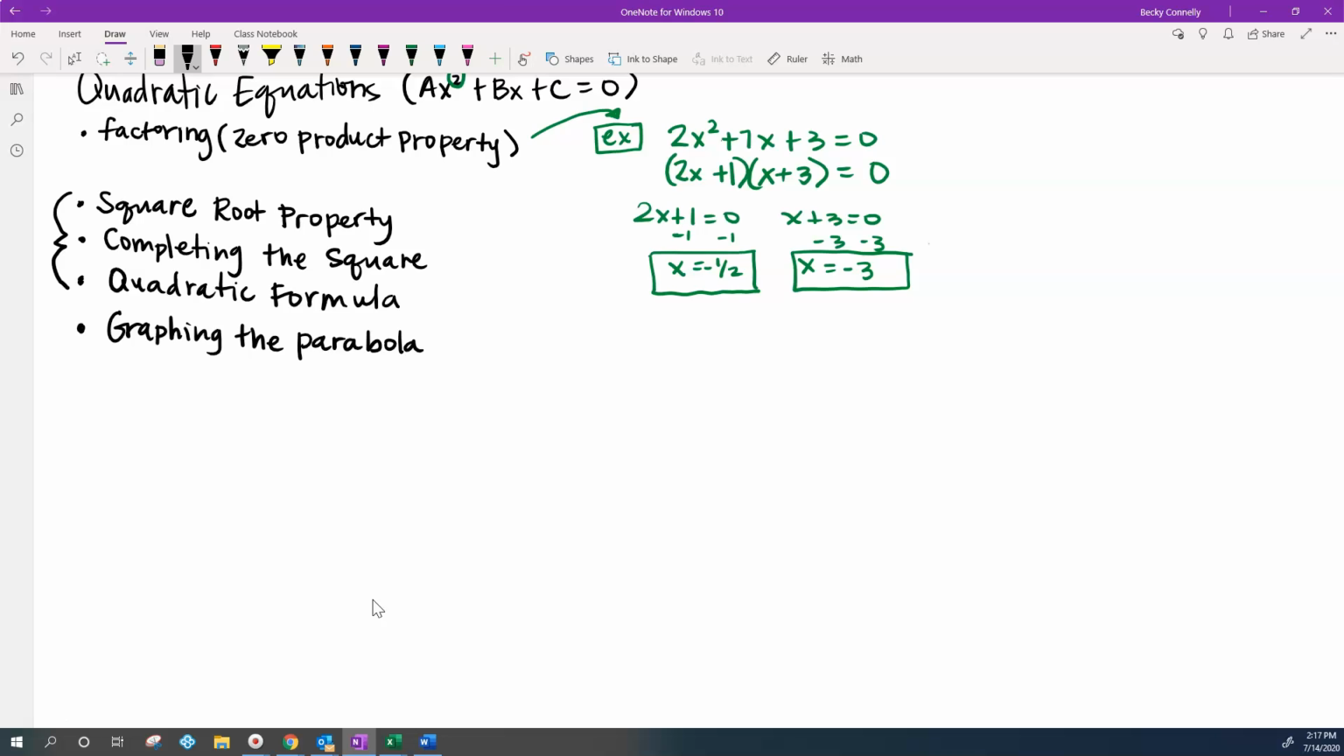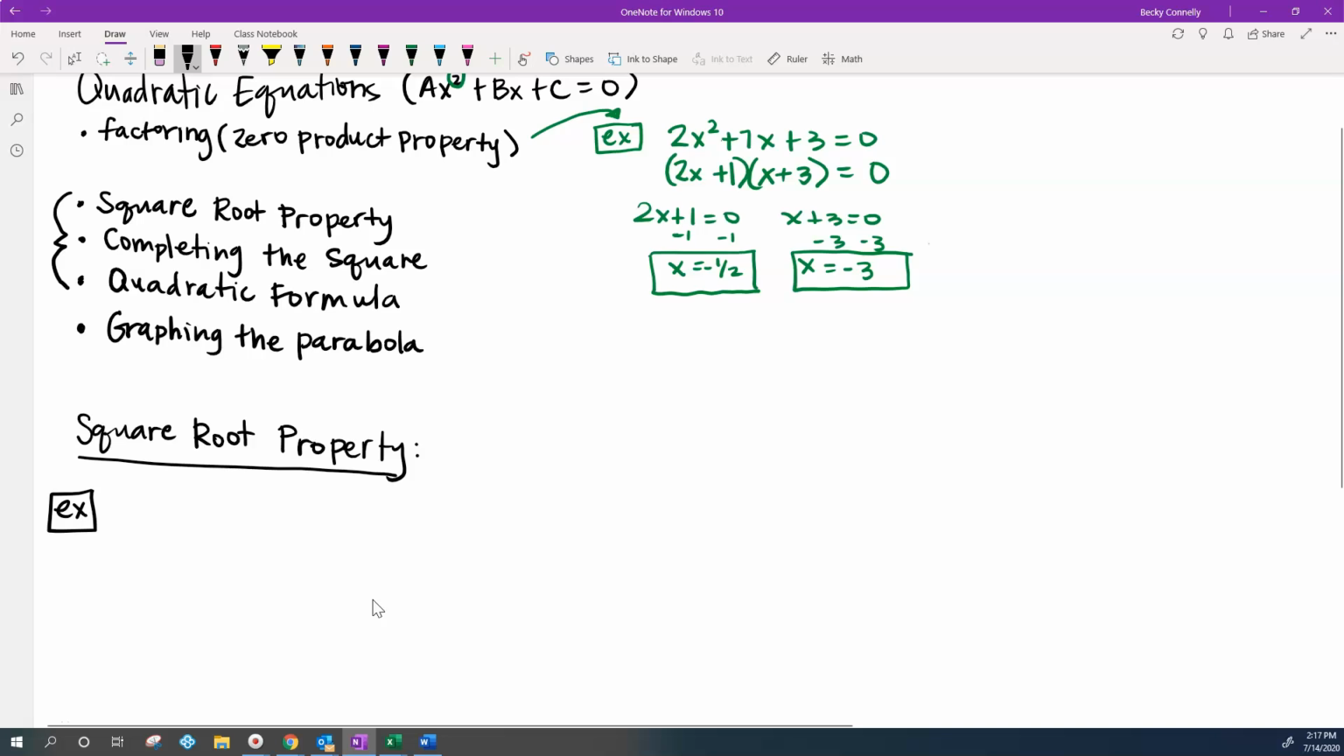Okay, so let's first start talking about this square root property, right? Basically, remember, whenever there's a way to do something in math, there's always a way to undo it. So if I have something like this that says 4 minus 3x, all squared, equals 16.